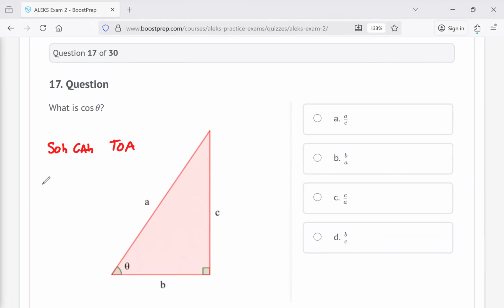So cosine theta is adjacent over hypotenuse. Here's theta. The adjacent side is B, and the hypotenuse is A. Why is A the hypotenuse? Because A is facing directly across from the 90 degree angle. So here's cosine theta. It'll be right here.